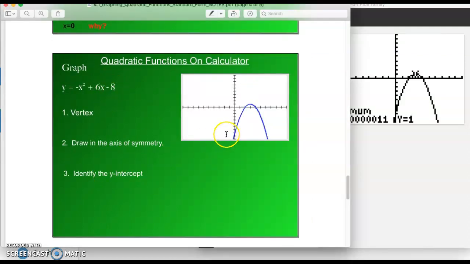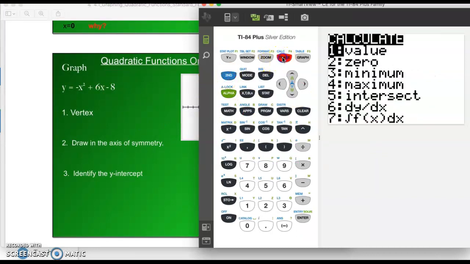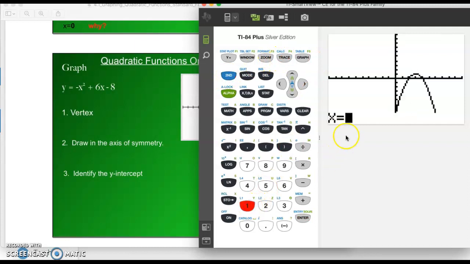But if I want to find it, if it's not in standard form, you can still find it by going second, trace, number 1, type in 0 for x, enter. Notice I get (0, -8) for the y-intercept.